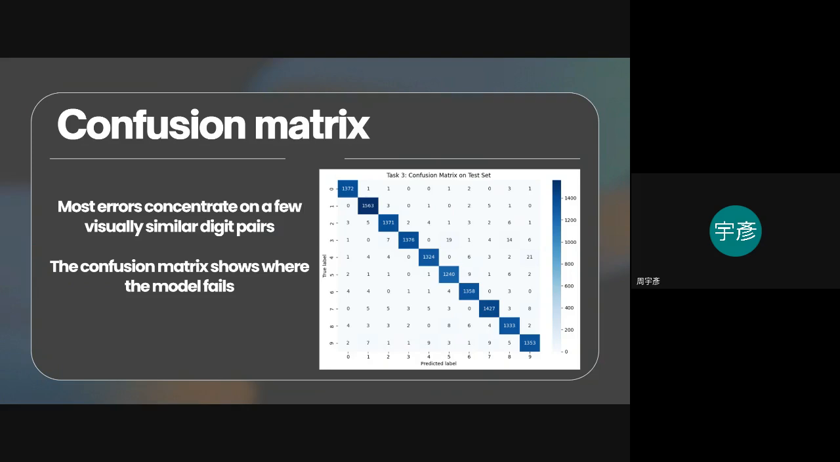Instead, they are concentrated on a few pairs of visually similar digits. This means that the model is not simply making random errors. It tends to confuse digits that already look similar in handwritten form. So the confusion matrix helps us see where the model fails, not just how much it fails. Next, I will show the most frequent mistake pairs and some actual misclassified examples.